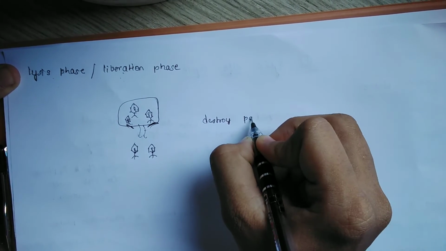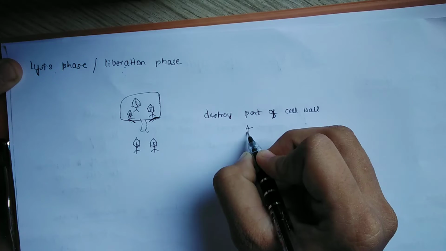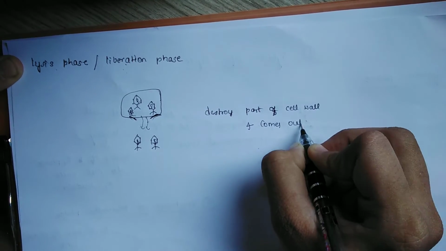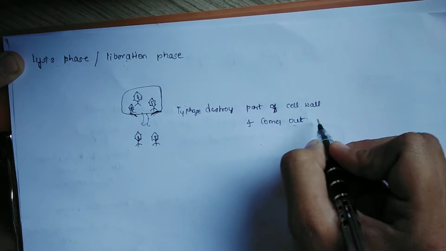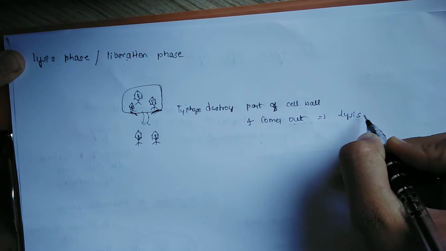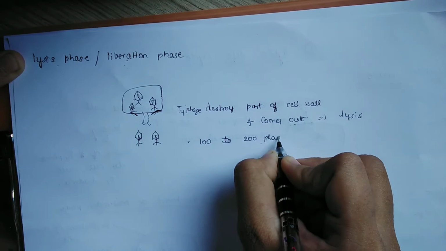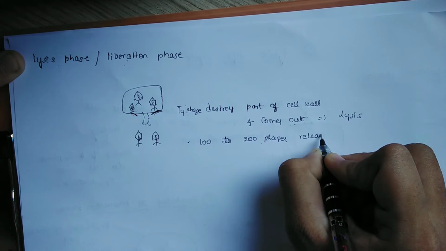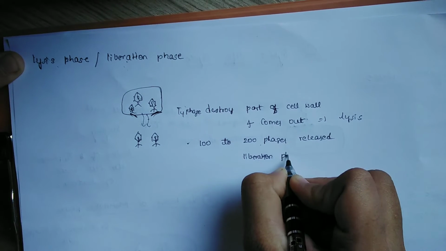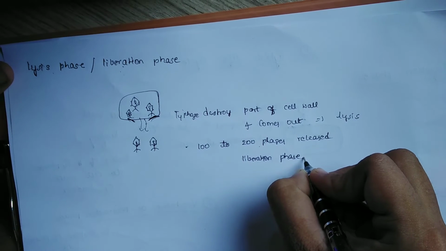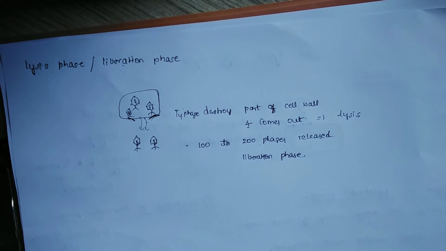The T4 phage destroys part of the cell wall and comes out. It is called lysis. And here 100 to 200 phages are released. This is called the liberation phase. So in the lysis phase, newly formed phages destroy part of the cell wall and come out. This is called lysis.